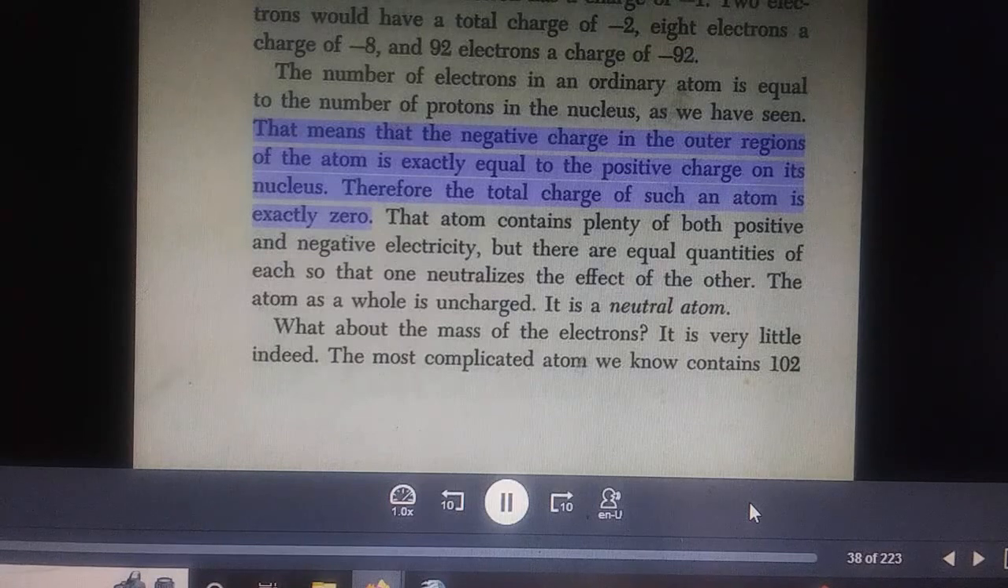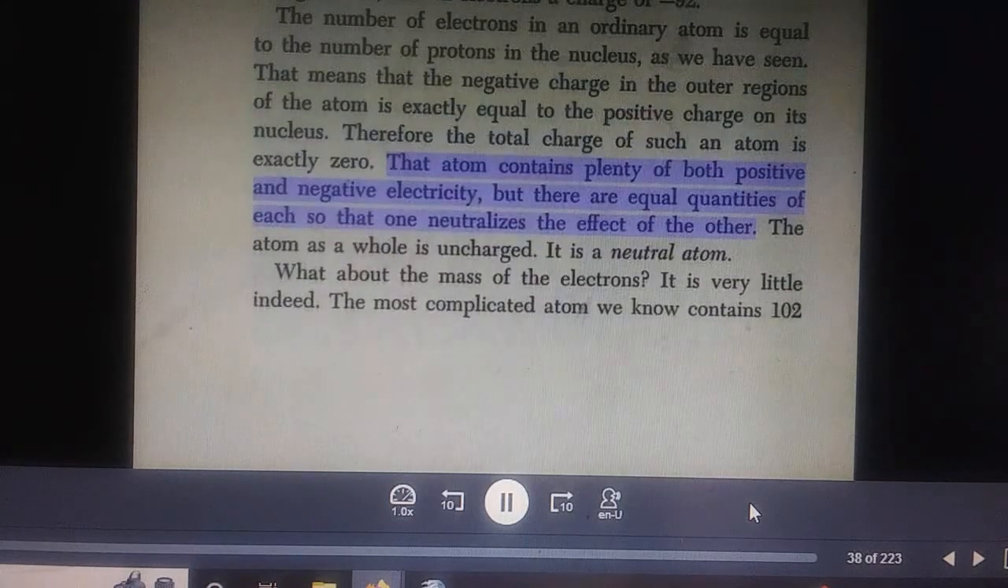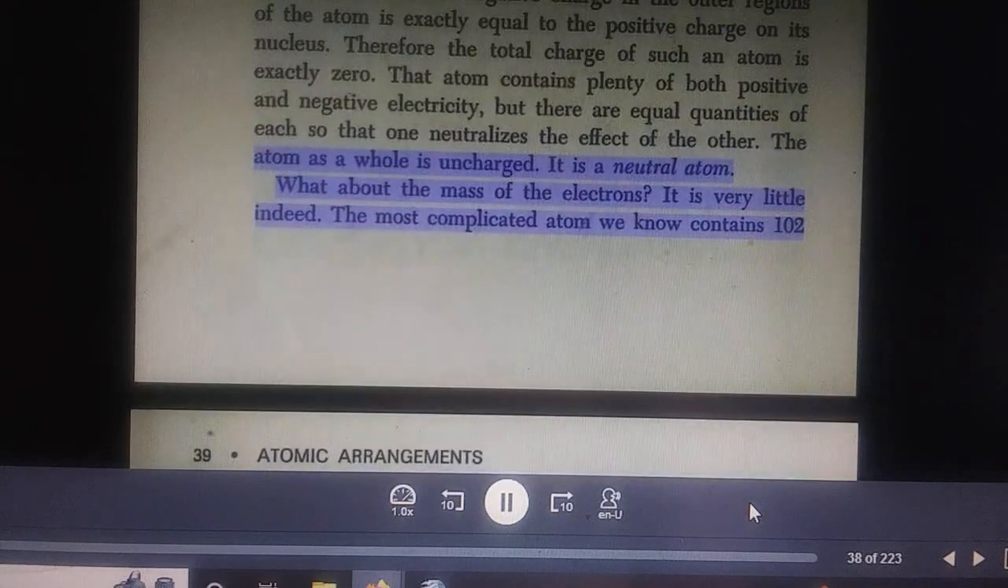Therefore the total charge of such an atom is exactly 0. That atom contains plenty of both positive and negative electricity, but there are equal quantities of each so that one neutralizes the effect of the other. The atom as a whole is uncharged. It is a neutral atom.